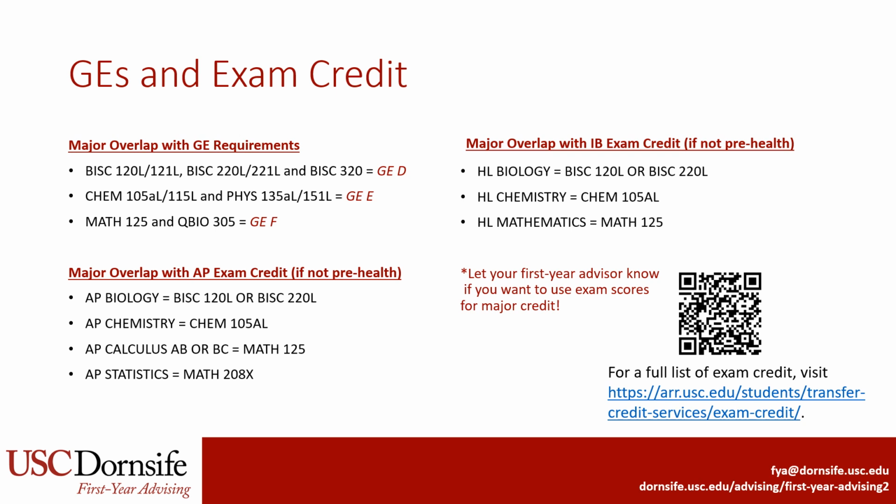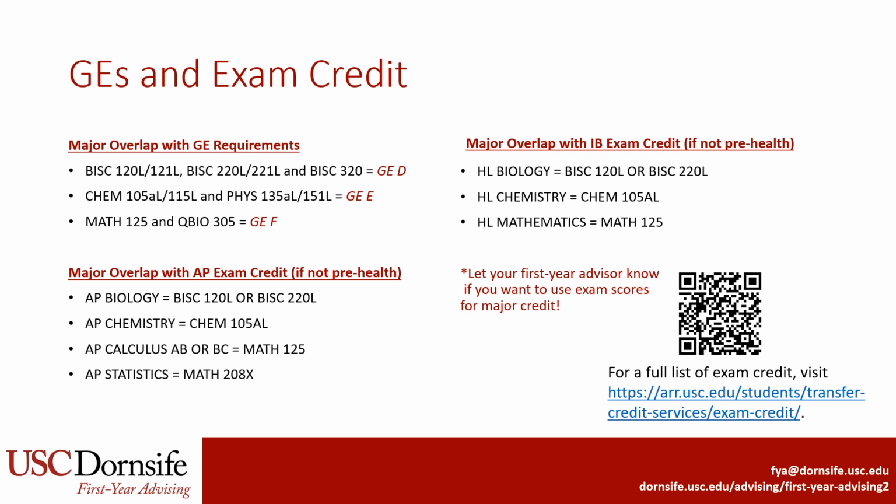That said, if you earned a 4 or 5 on AP Biology, that can be used to satisfy either BISC 120 or 220 for the major. Most students will use it for BISC 120, but we recommend looking at the syllabi for both classes to see which one is more similar to the content of your AP class. Similarly, a 4 or 5 on AP Chem can give credit for Chem 105A. A 4 or 5 on AP Calc AB or BC can earn credit for Math 125, and a score of 4 or 5 on AP Stats can satisfy the statistics requirement for the bio majors.